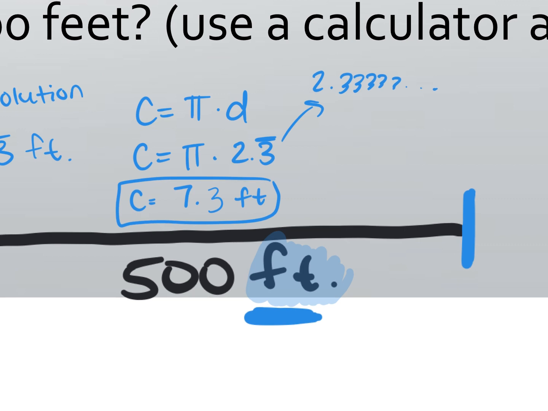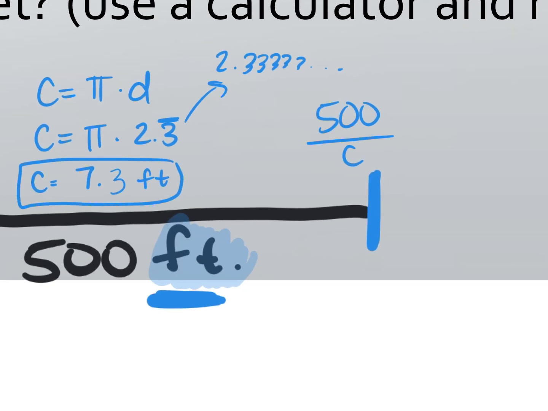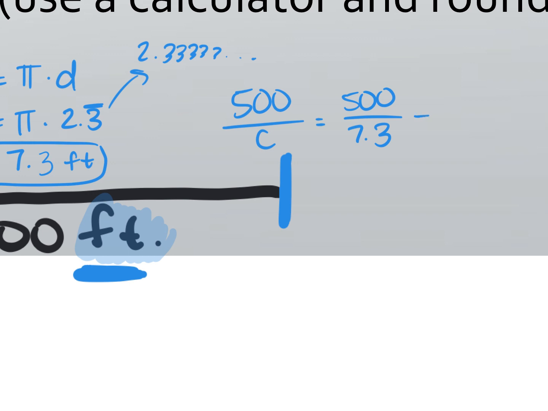Okay, so now we found out how long it takes for one revolution, right? It's 7.3 feet. How do we find out the number of revolutions it'll take to reach the full distance? Cody? Divide what? Very good. Divide the 500 by the circumference, and that'll give you the number of revolutions. So if you do 500 divided by that 7.3, 68.5, 68.5 revolutions.